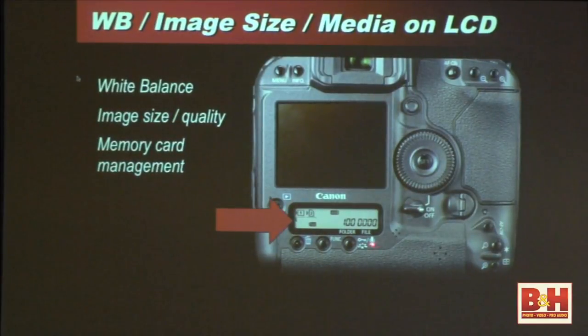You can change it so that instead of that showing up here when you press the function button, these things show up on the big menu instead. I highly recommend that if you own one of these cameras. It'll really make your life a lot easier. And again, that's under the custom function setting of white balance, image size, media on LCD. It just means, do you want those settings to show up on the little panel or the big panel? That's what the screen would look like.